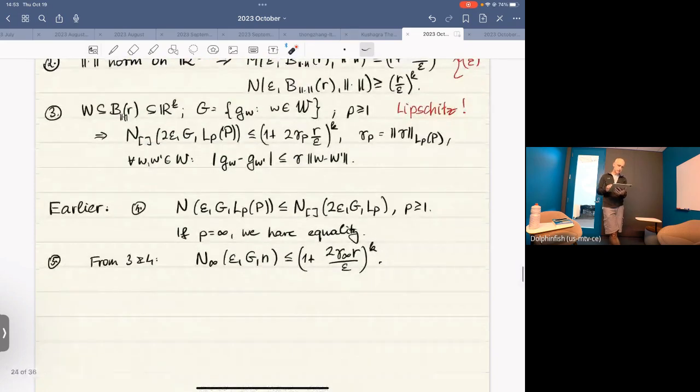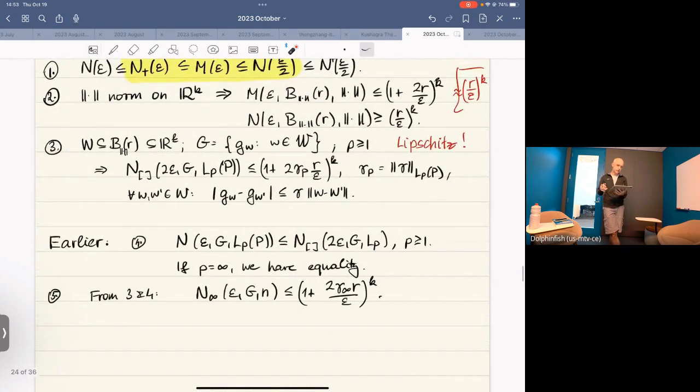And earlier, we also had some results connecting covering numbers and bracketing numbers. We had covering numbers bounded by bracketing numbers, and then if you're considering an L infinity norm, then you have equality.